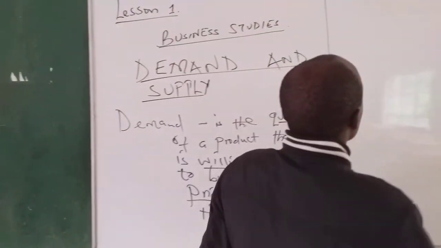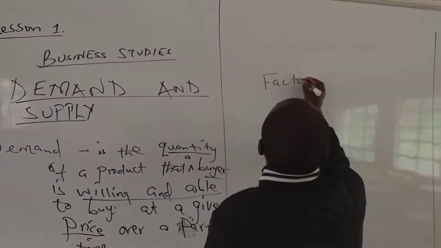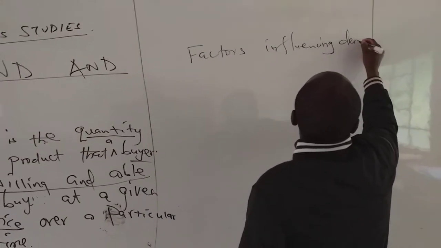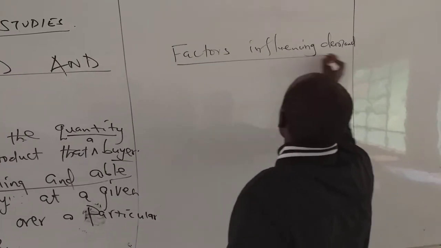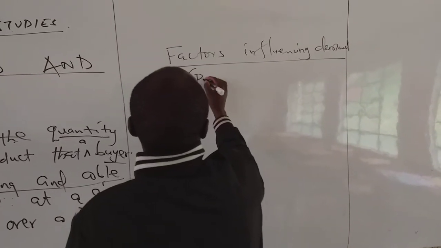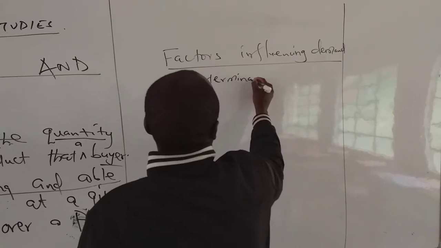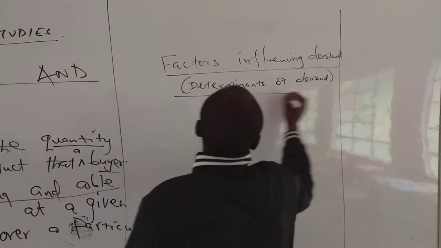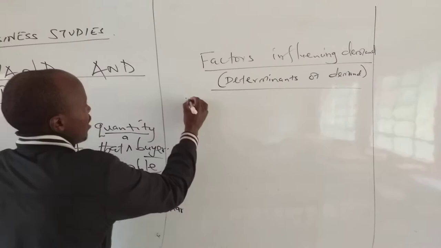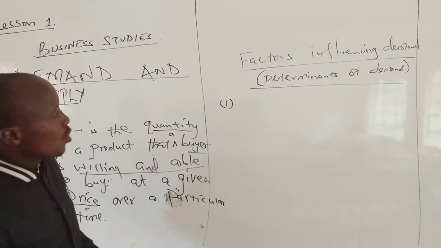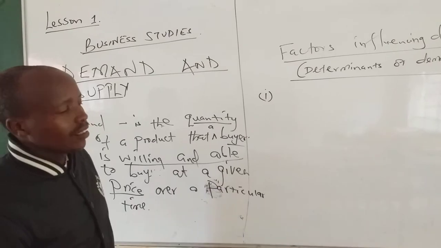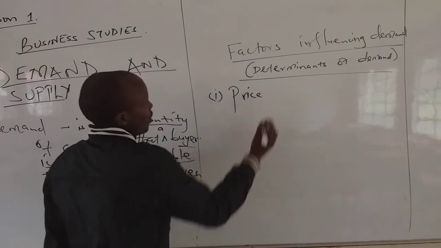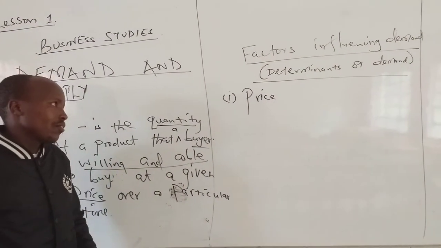Let us look at factors affecting demand. Factors influencing demand. In other words, we are talking of the determinants of demand. The quantity of a commodity that will be demanded, first of all, depends on the price. Price is one factor which affects demand.